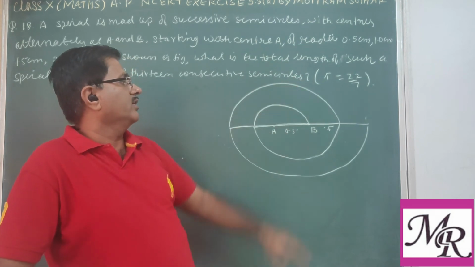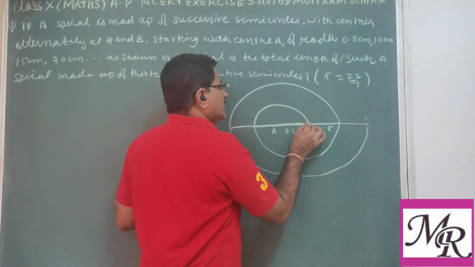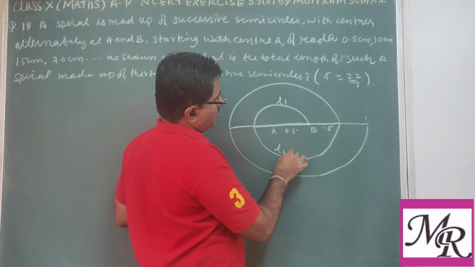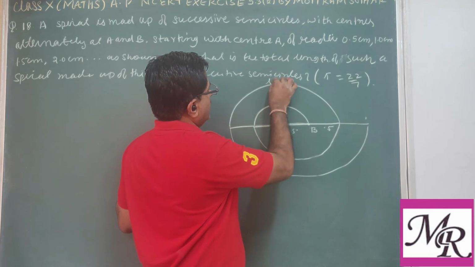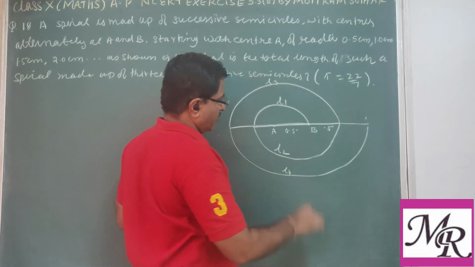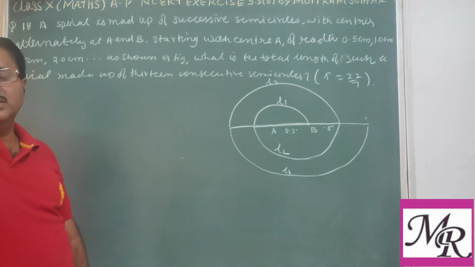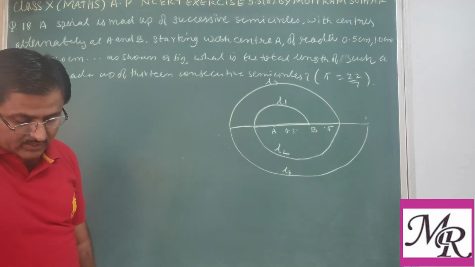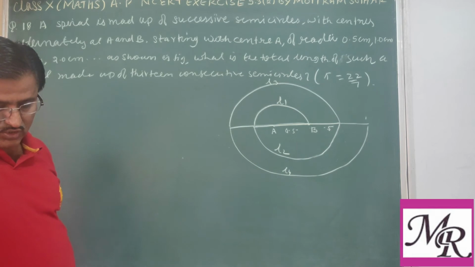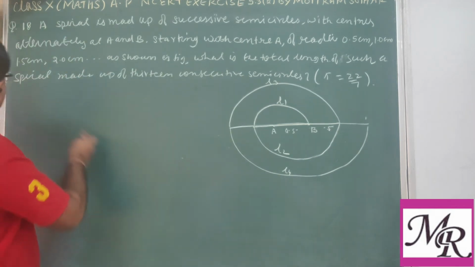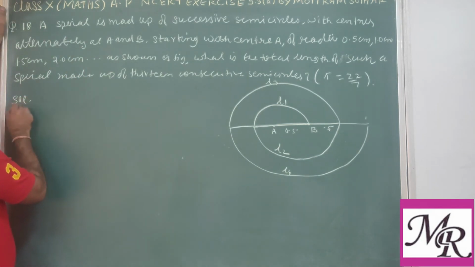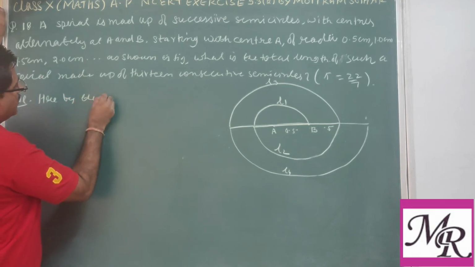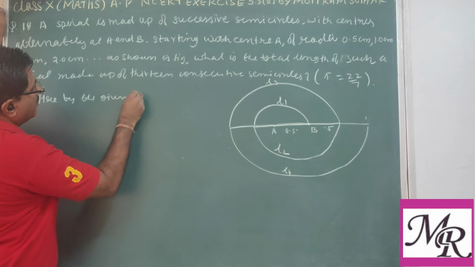We want to find the length. The lengths here are suppose L1, L2, then L3, L4. This is the length of each semicircle, which is the semi-perimeter of a circle. Clear? So we can write the solution here: by the given figure.